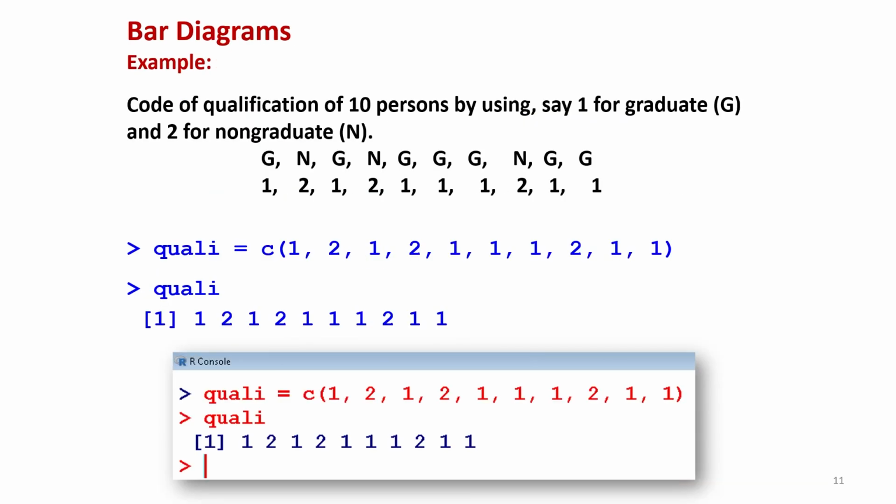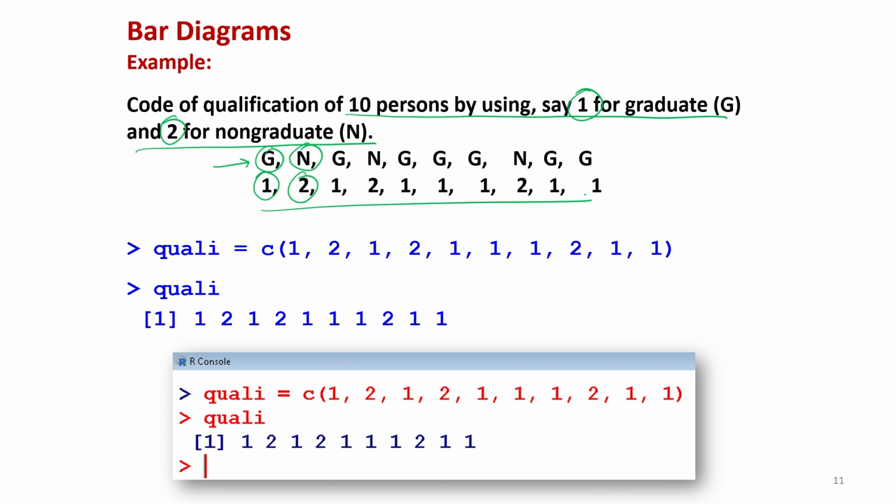Right. So let me take a very simple example to explain how this bar plot is created. Suppose we have collected the data on 10 persons and we have classified them as graduate or non-graduate. For graduate we are using the number 1, and for non-graduate we are using the number 2. So graduates are represented by G or 1, whereas non-graduate persons are represented by N or 2. You can see here, this is my data. The person is a graduate, so I am writing 1. The person is a non-graduate, so I am writing 2, and so on.